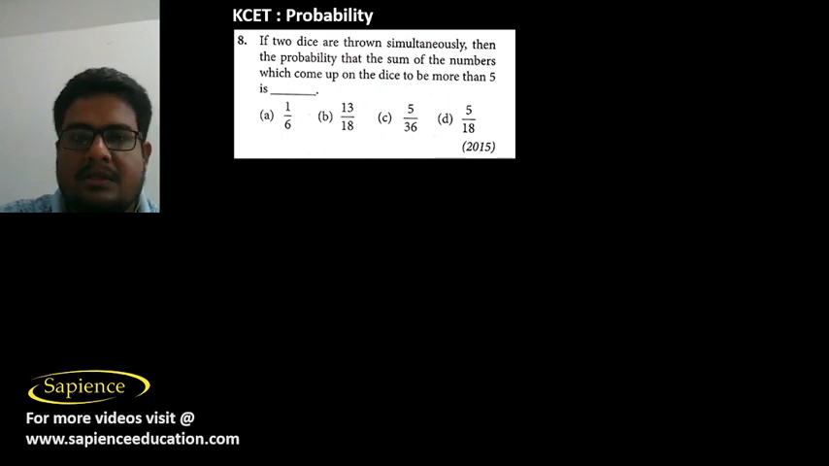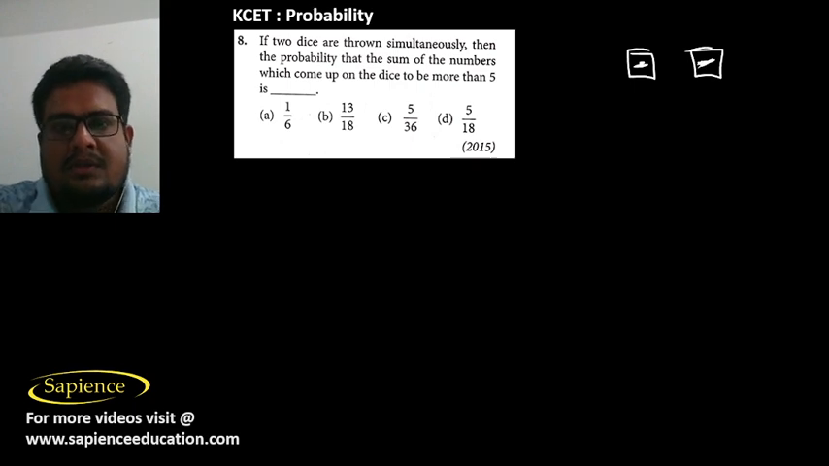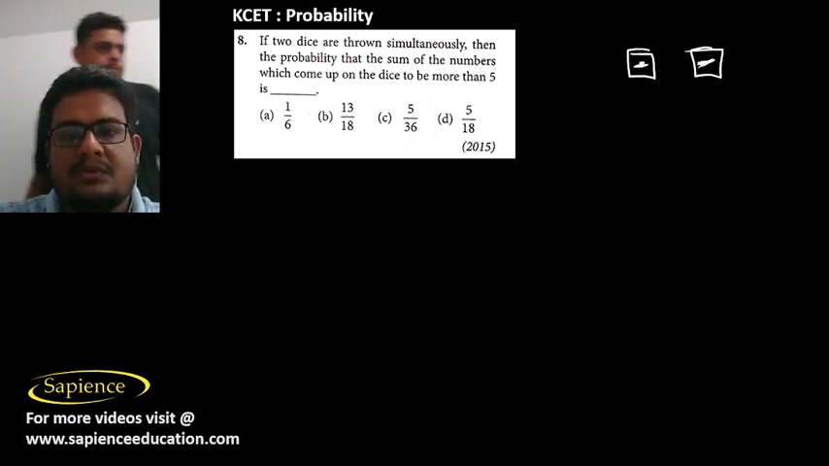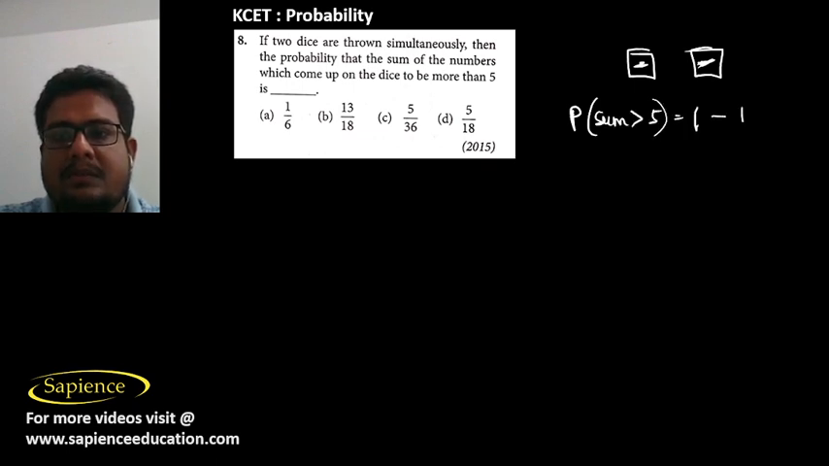Then in question number 8, it is told that if two dice are thrown simultaneously, then the probability that the sum of the numbers which come up on the dice is more than 5. So the probability that the sum is more than 5 will be equal to 1 minus the probability that the sum is less than or equal to 5.